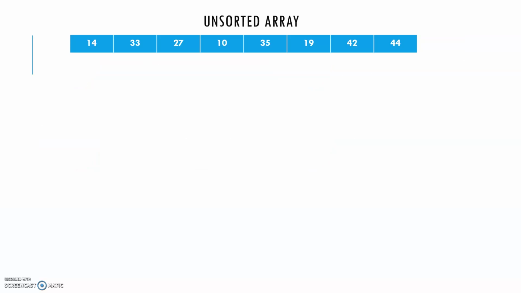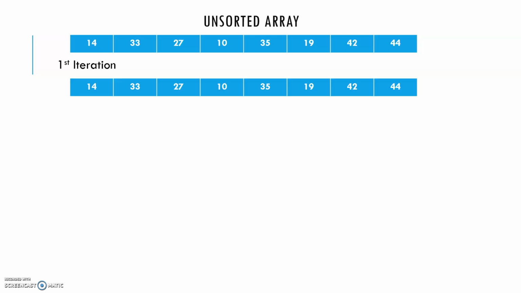Let us understand selection sort by this example. We are given an unsorted array which has 8 elements. In the first iteration, the first element, which is at zeroth position, is compared with the rest of the elements of the array and is swapped with the smallest element present in the array. So 14 will be compared with all the other elements in the array and will be swapped with 10 as it is the lowest element present in the array.